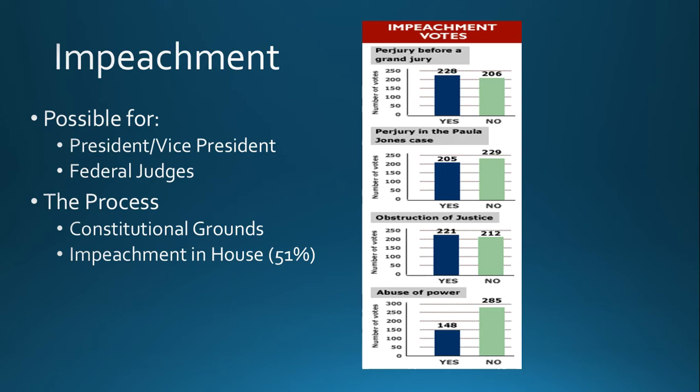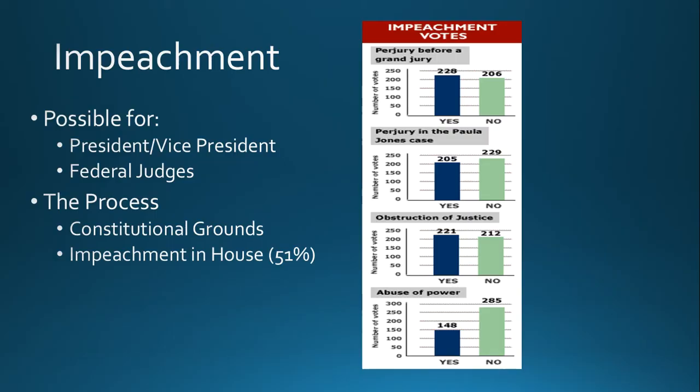The House of Representatives in the impeachment process works the same way. If a majority of the House feels that there is sufficient evidence that the president has committed treason, bribery, or high crimes and misdemeanors, then they can impeach the president and bring charges against the president, which puts the president on trial. So on the screen, you have the impeachment articles that were introduced against Bill Clinton in the 1990s.